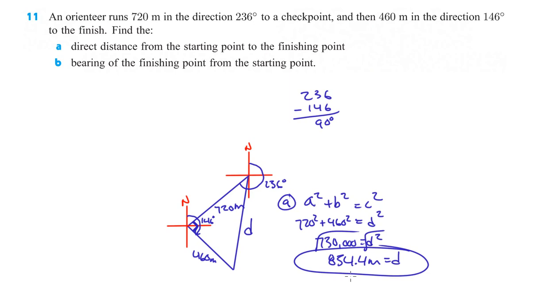Okay, so we get 854.4 for our distance. Now find the bearing of the finishing point from the starting point. So this is our finishing point here, so we have to draw another compass rose right here with our due north. Let's do B here in green, the bearing of the finishing point from the starting point. Starting from where we started, we're going to find the bearing angle to the finishing point.